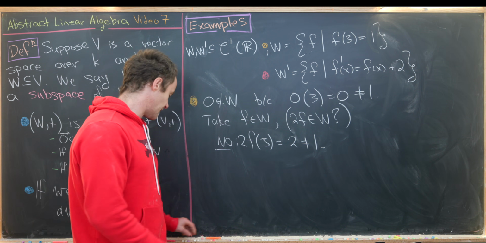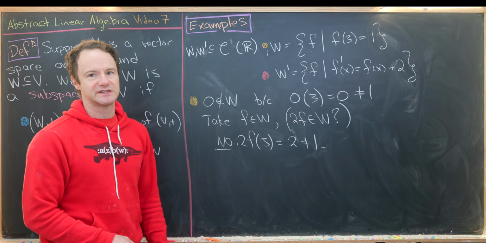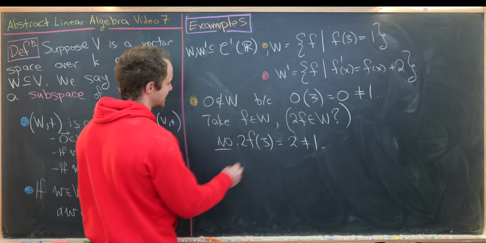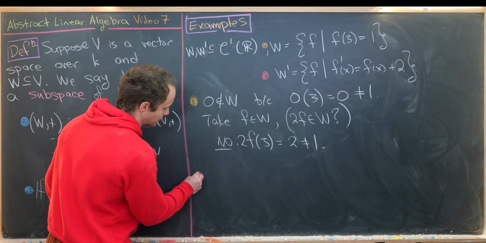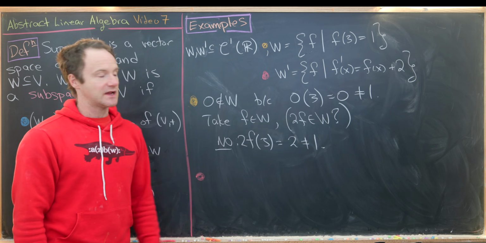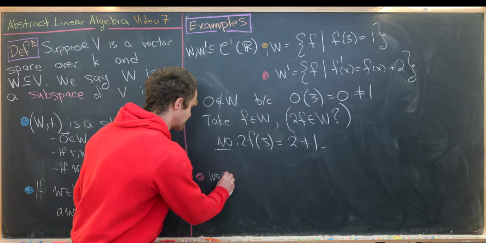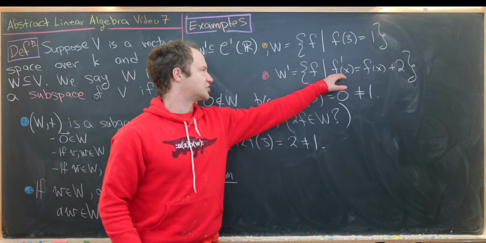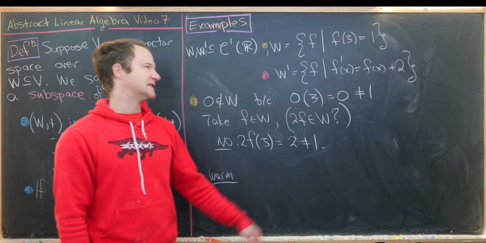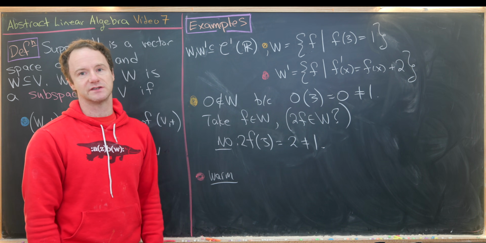You can also very easily check that if you take the sum of two things in W, you still don't get something in W, because 1 plus 1 is equal to 2, which is not equal to 1. Now the same thing goes right here. Maybe I won't check this one. I'll leave it as part of the warm-up exercise to check that this is no longer a vector space if we change the condition to f prime equals f plus 2.